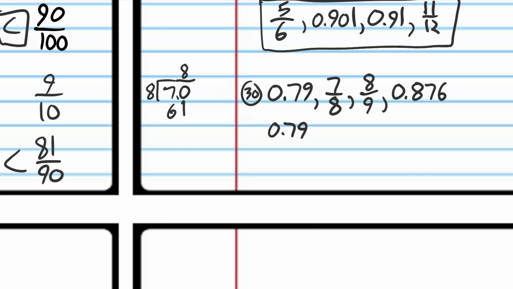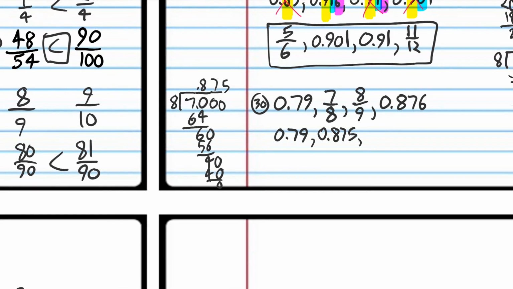Goes in 8 times. 8 into 60 goes 7 times, so on and so forth. And bring the decimal straight up, so 7/8 is 0.875.